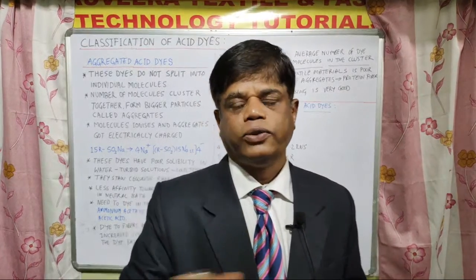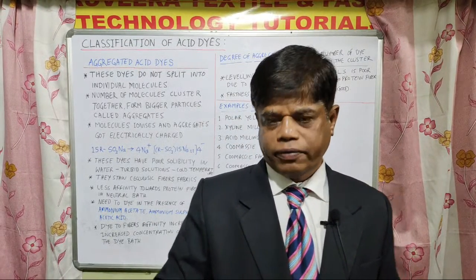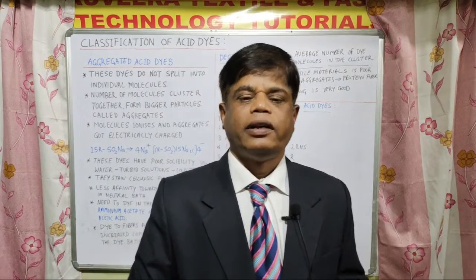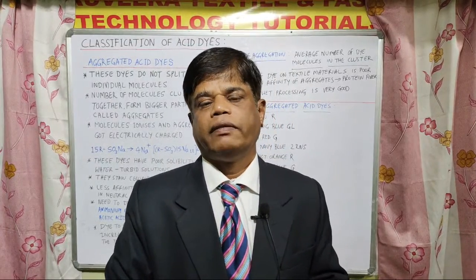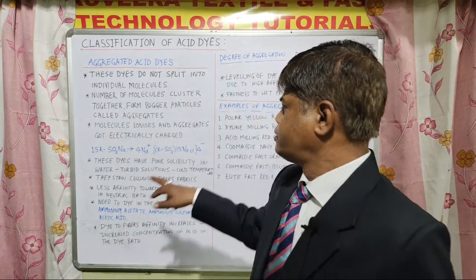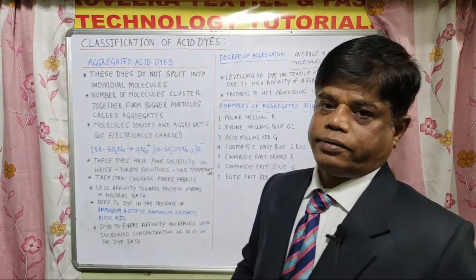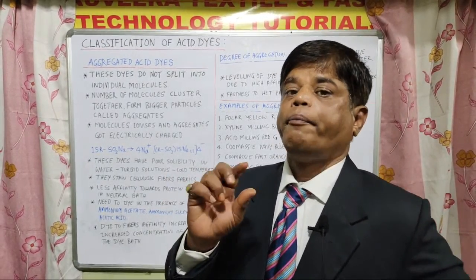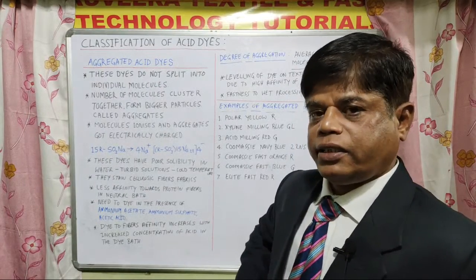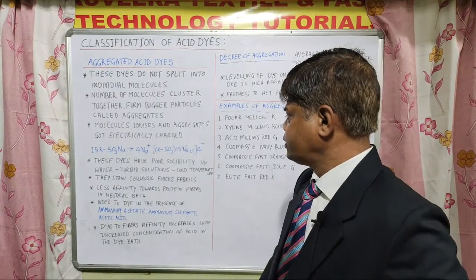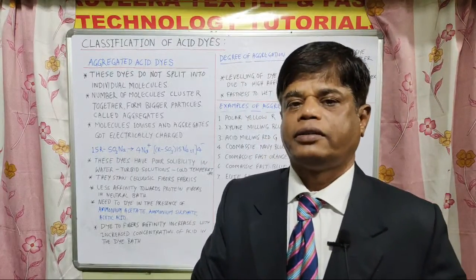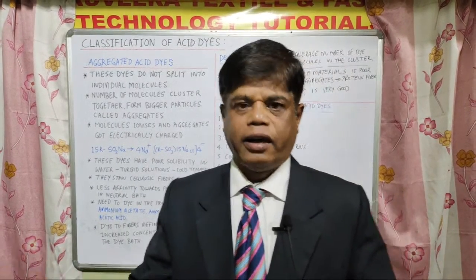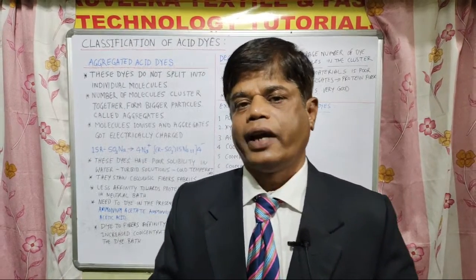First of all, there is no affinity for the cellulosic fibers. Even if it is taken for dyeing, it will stay on the surface only. It will stick on the surface only, as a stain on the cellulosic fibers. Staining will happen because of the number of molecules present in the cluster. Less affinity towards protein in the neutral bath. I already told you in yesterday's class, neutral bath, without the presence of any extra activators, reagents or acids.